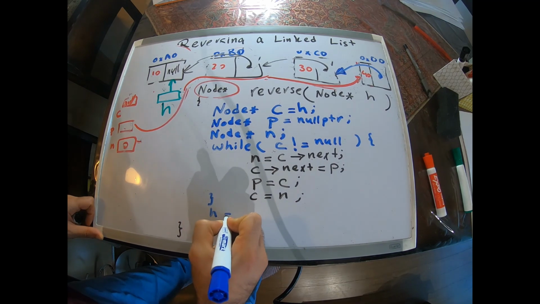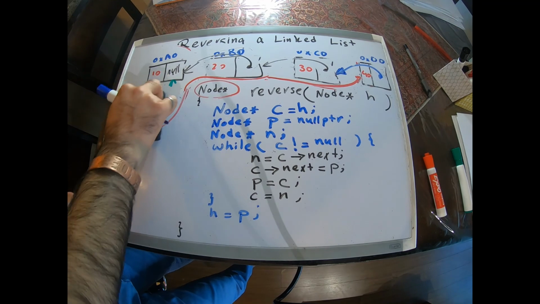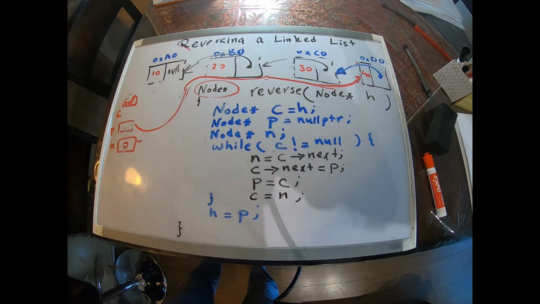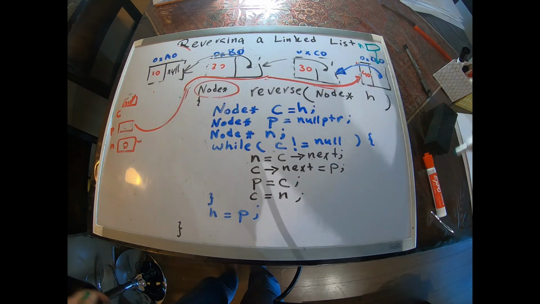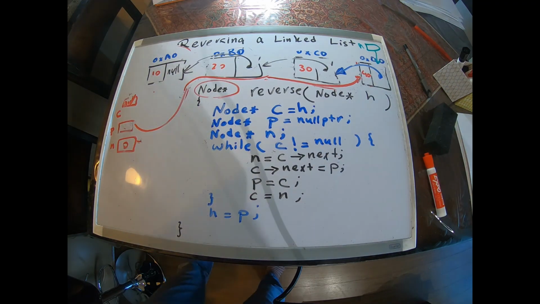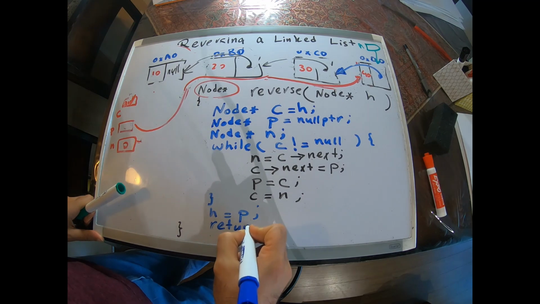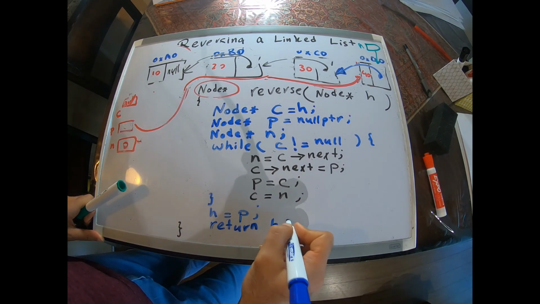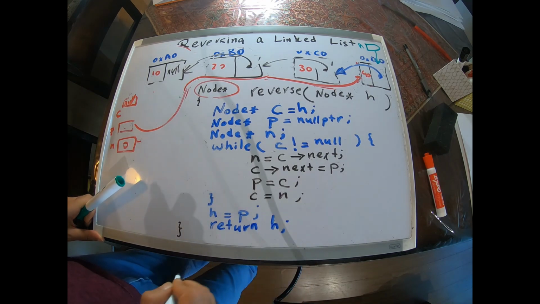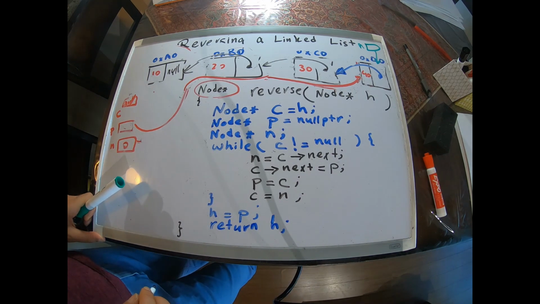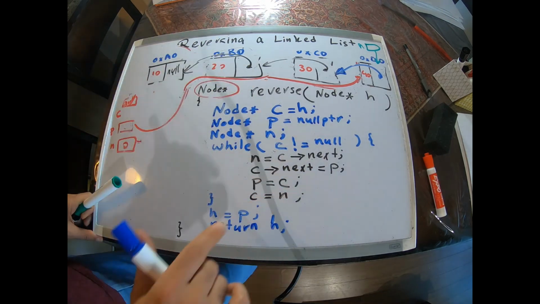So I'm gonna say that head is equal to P. So this is not gonna be head anymore. Head is gonna be pointing where P is pointing to, and I'm just gonna return head. Or I could just write return P. That would have been okay too. Okay. So this is the second version of writing this function.